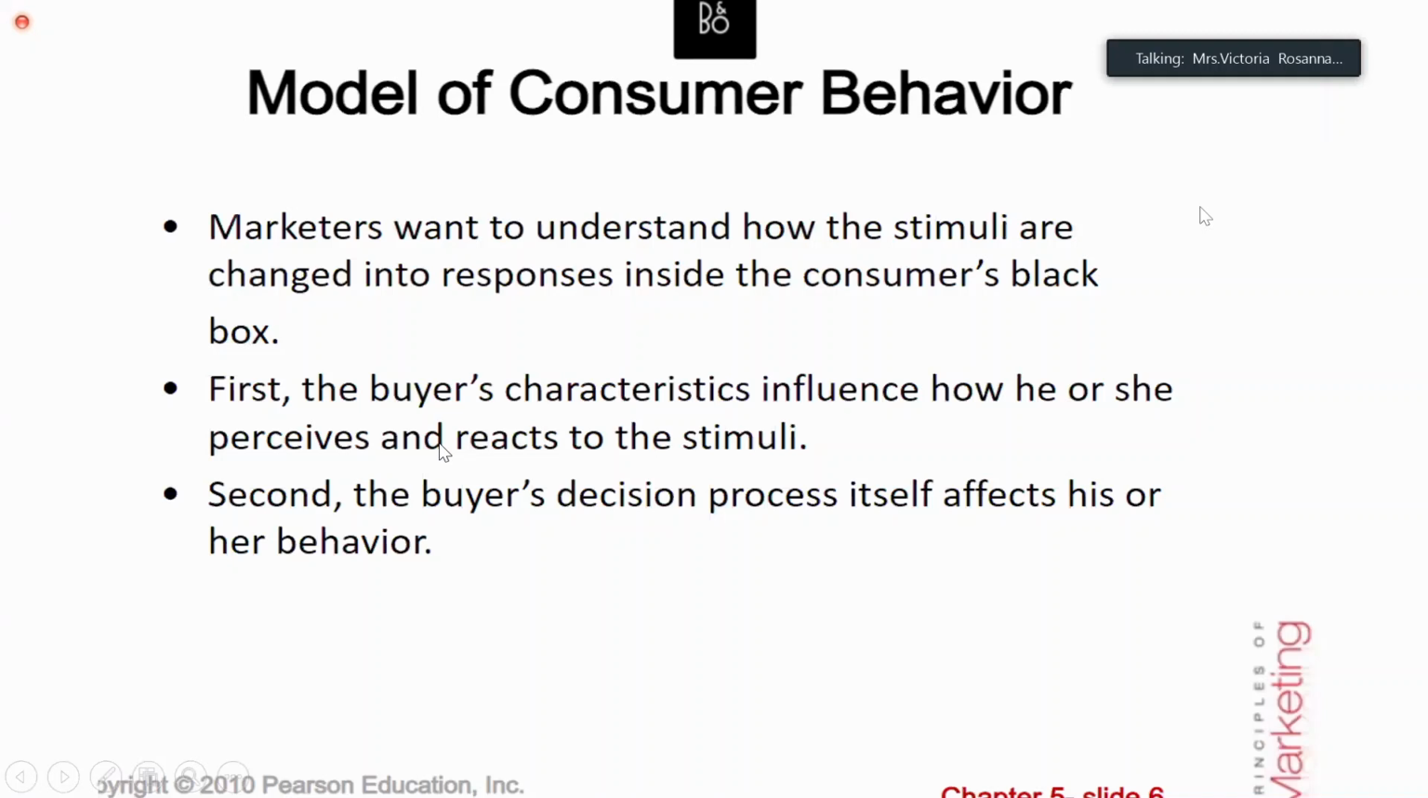First, the buyer's characteristics influence how he or she perceives and reacts to the stimuli, right? Now this is going to explain the black box. In the black box, there are two important things. One is the buyer's characteristics, and the other is the buyer's decision process. I have already told you briefly about the decision process. Before making the purchase decision, there are many activities the consumer goes through, and once the purchase has been made, he also goes through some activities. That is the buyer's decision process. Not only will that process have an effect, but the buyer's characteristics can also change.